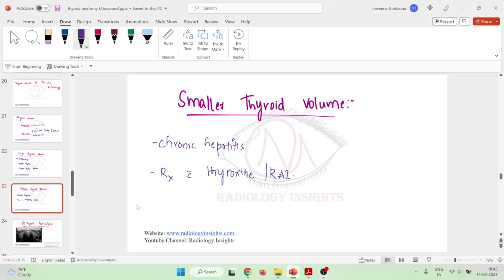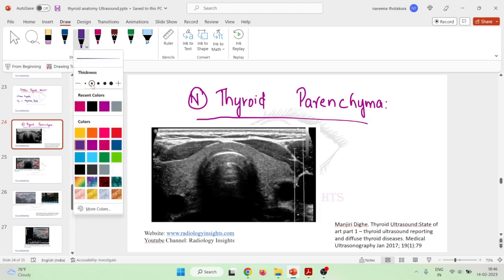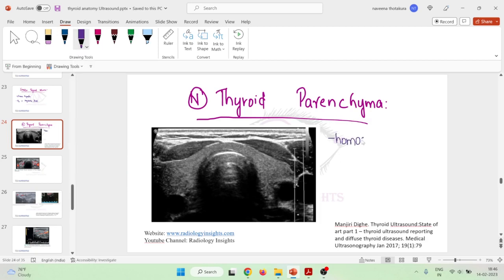Hello friends, let us now learn some important points about the normal thyroid parenchyma. This is the picture showing normal thyroid parenchyma, derived from this paper. Normal thyroid parenchyma is homogeneous, with the same color throughout. It is homogeneous with medium to high level echogenicity. This is the thyroid, this is one lobe, this is the second lobe, this is the isthmus.